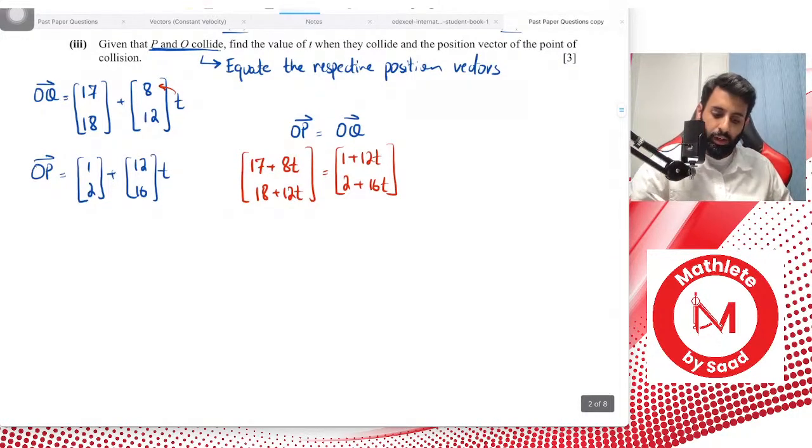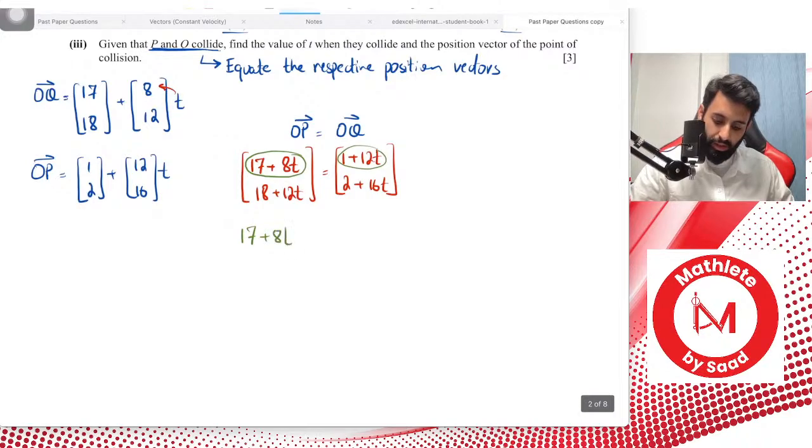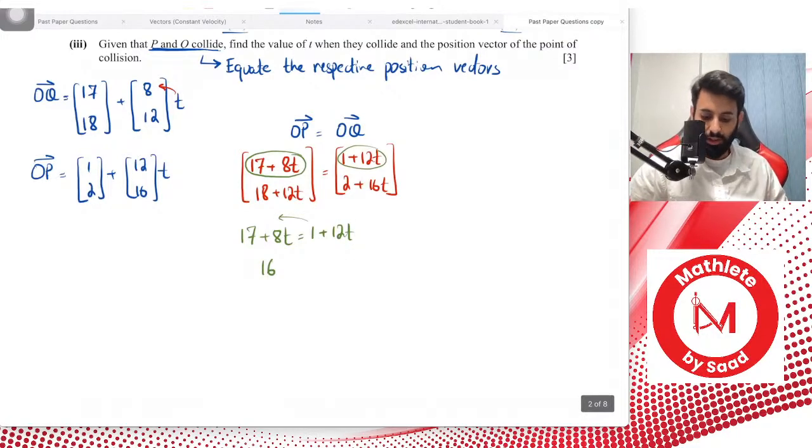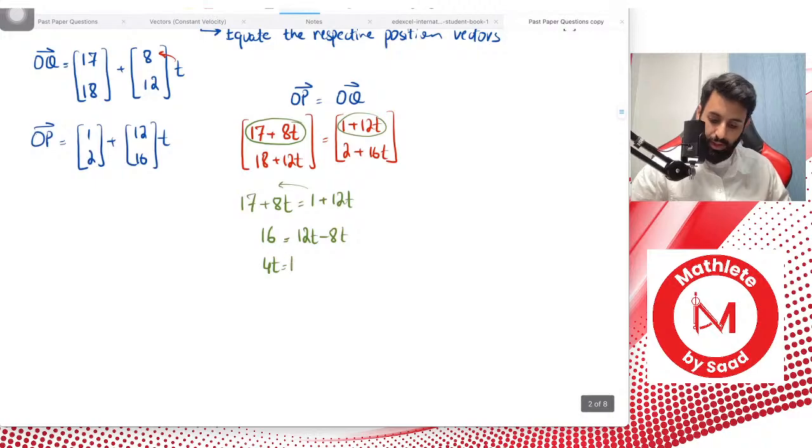It's a vector. Now, in order to find out the value of t, you could equate 17 plus 8t with 1 plus 12t. You're going to get the same value of t. Or you could compare 18 plus 12t with 2 plus 16t. It doesn't matter what two values you equate, you're going to get the same answer. So 17 plus 8t equals 1 plus 12t. We move 1 over to the left hand side, so 17 minus 1 is 16. And we move 8t over to the right hand side, so that's 12t minus 8t. Let's write this nicely. 4t equals 16, which means t equals 4 seconds.